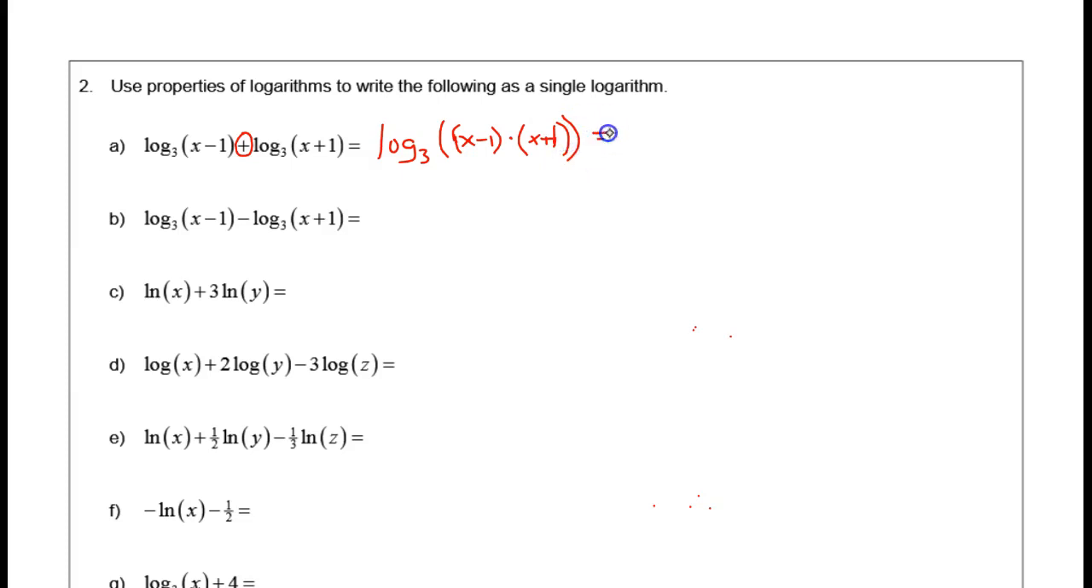And I can further simplify that by actually figuring out what this product is, and it's going to end up to be x squared minus 1. So there you have it, folks. That's the first example, rewritten as a single logarithm. Okay, I'm going to speed through some more of these, and we'll stop and make a few comments if needed.